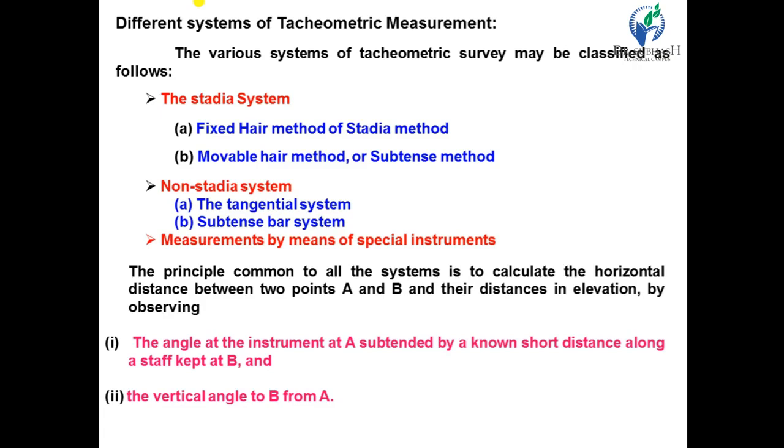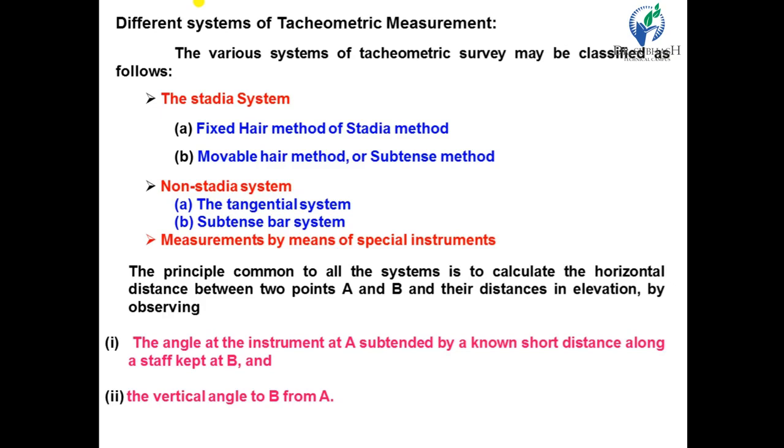The second system is the non-stadia system, which is generally based on trigonometric leveling. The first is the tangential system and the second is the subtense bar system. The third measurement technique is measurement by means of special instruments.